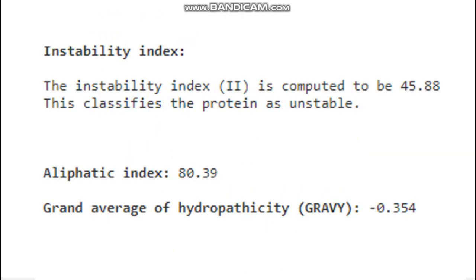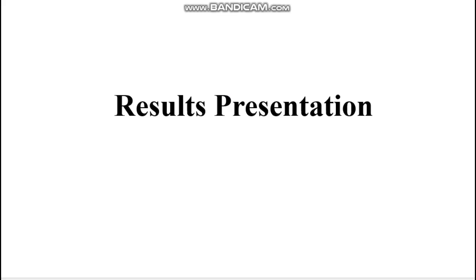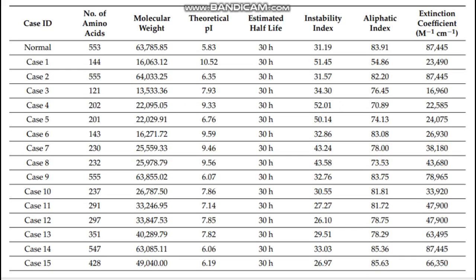Then there is an option of instability index. The instability index value is given, which is followed by the aliphatic index value, and then there is the value of GRAVY. Now let me explain how you will arrange the results of ProtParam analysis in tabulated form after retrieving them from the ProtParam tool.